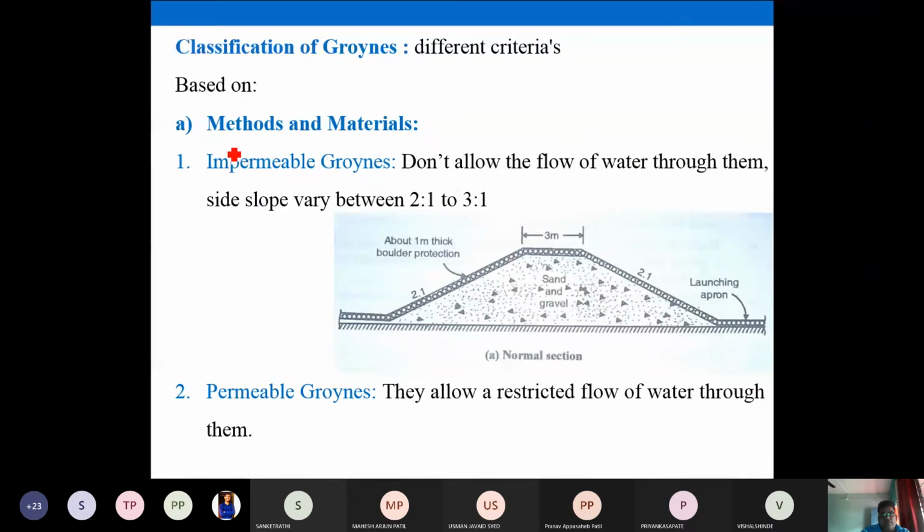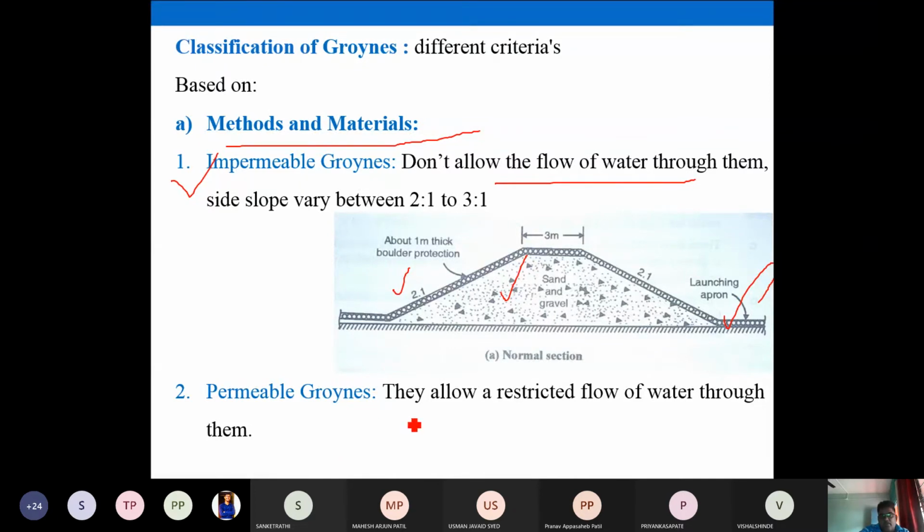Then the classification of these groins. There are sub-classifications according to the methods and materials. The first one is the impermeable groins. We construct these groins with impermeable material, so they don't allow the flow of water through them. Side slopes range between 2:1 and 3:1. A launching apron is also provided on both ends, constructed with sand and gravel. So it is almost impermeable, and water cannot seep into it. It allows percolation, but immediately through the launching apron it goes out. Such structures are called impermeable groins.